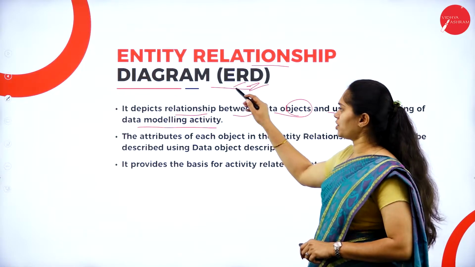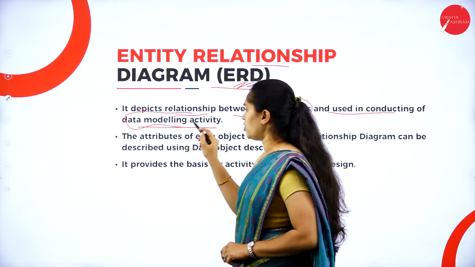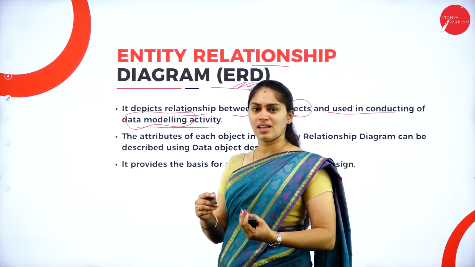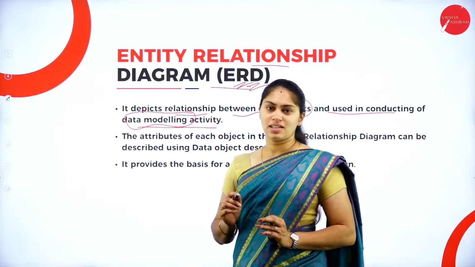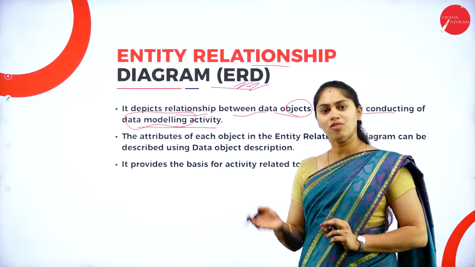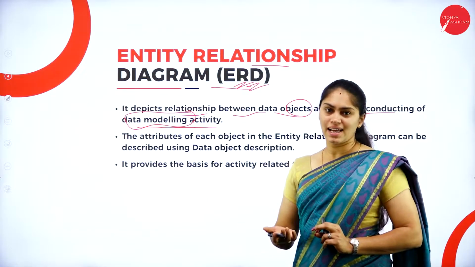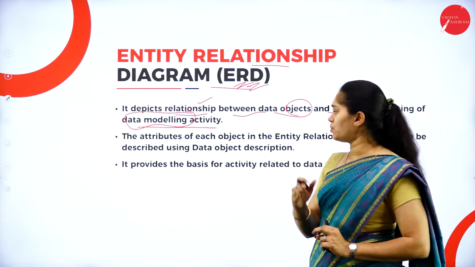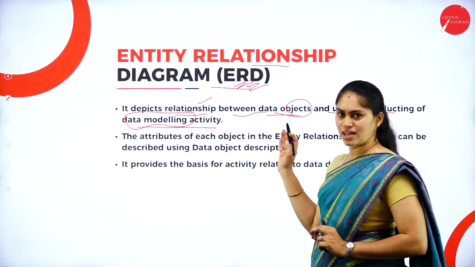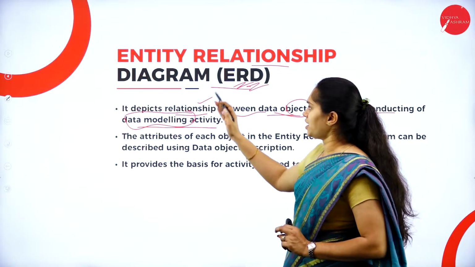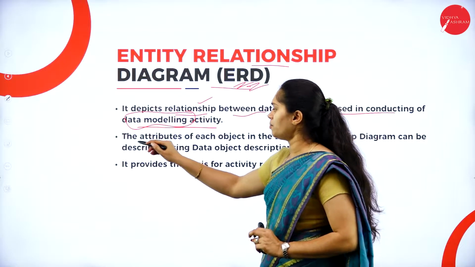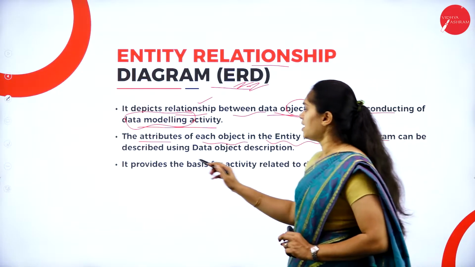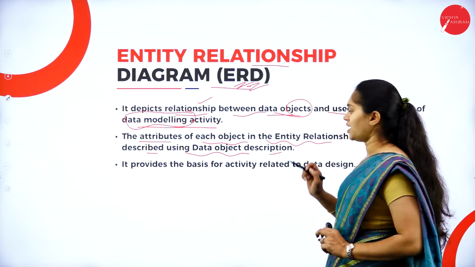So when we use this ERD at the time of data modeling, we already know about data modeling, right? It is the simplified, diagrammatic representation of a software system and its data elements. So here also it mainly shows the relationship between the data objects which are used in the ERD. And also the attributes of each object in the entity relationship diagram can be described using a data object description.